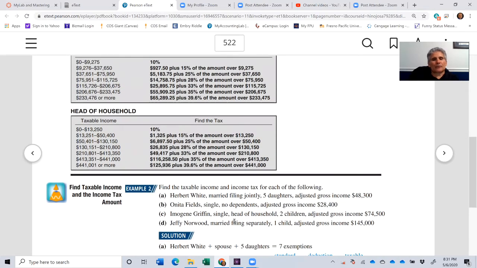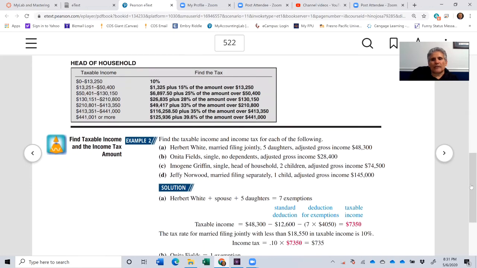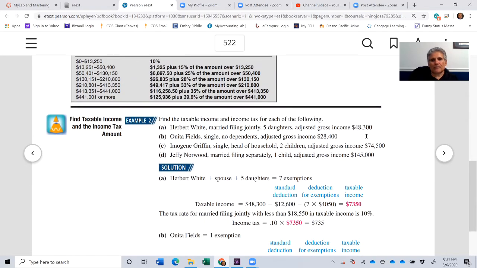Let's go ahead and look at example number 2. Find the taxable income and income tax for each of the following. Herbert White, married filing jointly, 5 daughters, adjusted gross income is $48,300. Let's just do that first. So $48,300 is the adjusted gross income. Herbert White had 1, 2, because it's married, plus 5, that's 7 exemptions. All right, so the way the taxable income is going to be computed, we're going to take the gross income, $48,300. There was no reference to any contributions to an IRA, so we don't adjust it. We just come up with $48,300.